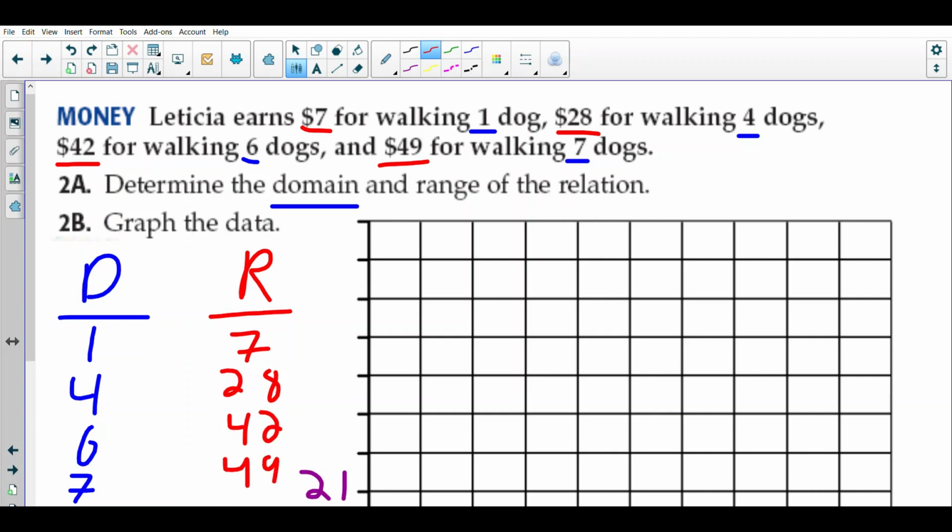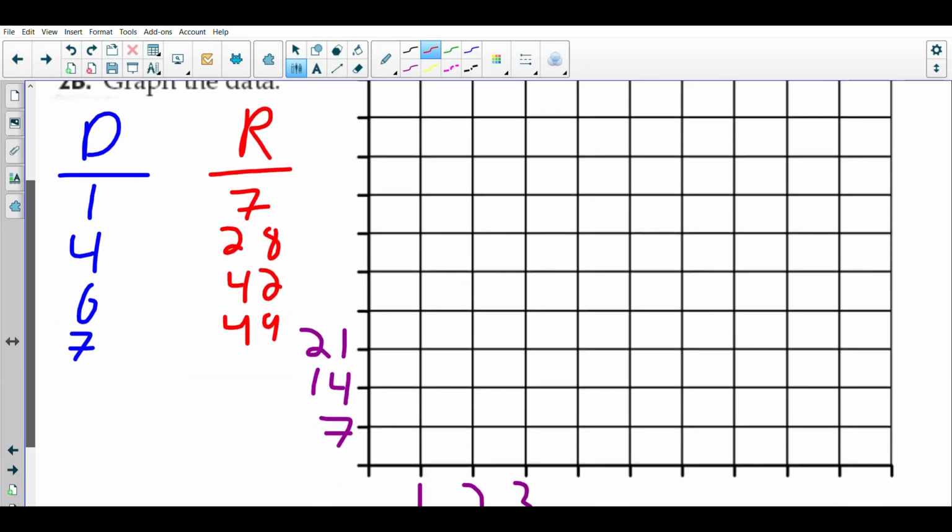All right. So there we go. We have our x and our y's. We can graph now. So here we go. 1, 7, 4, 28. I'm going to fill this in all the way so we can easily read this. I went by 7s, as you can see. So 4, 28, 6, 42, and 7, 49. So there we go, and there's our graph. And that's all it's asking us, so we are done.